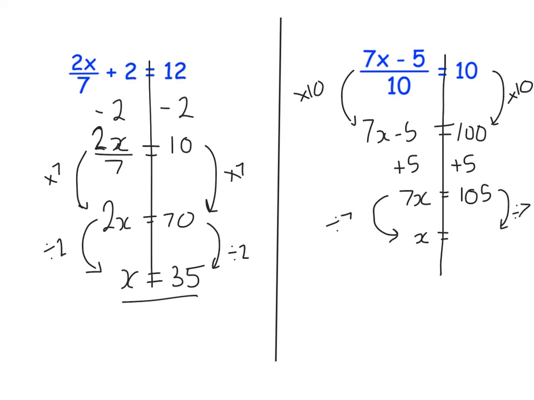And if you need to do a little bus stop, you can. How many 7s go into 105? 7s into 1 is 0, 1 left. 7s into 10 is 1, with 3 left. And 7s into 35 is 5, so x is 15.